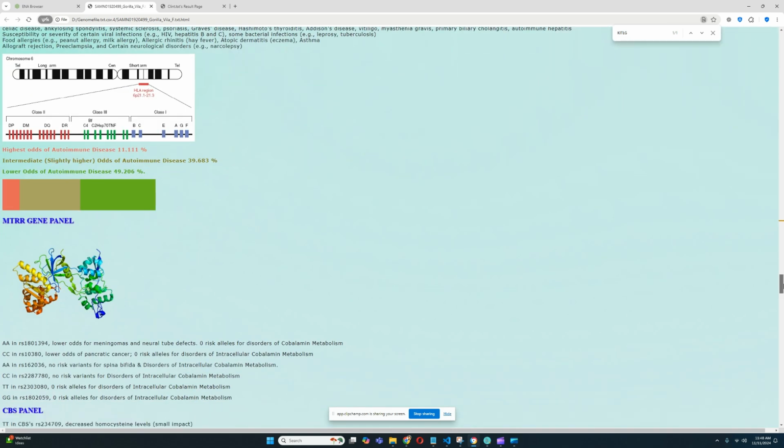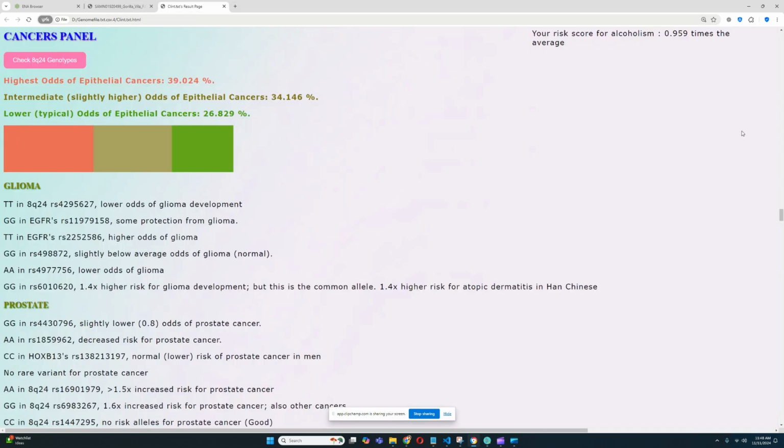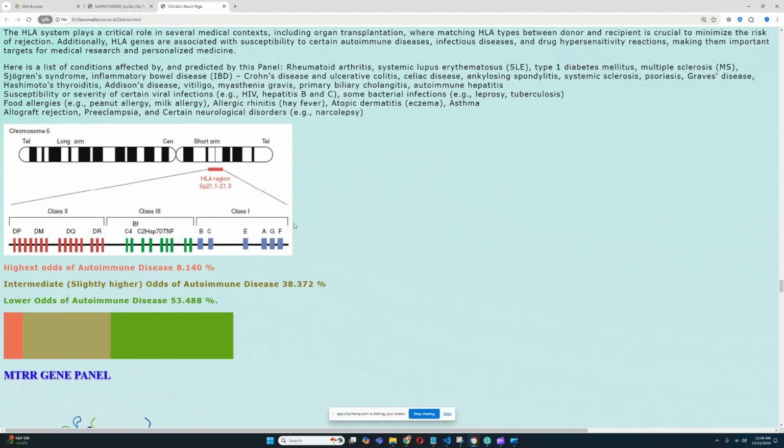What else can we compare? What about HLA gene panel, right? So Vila the gorilla's got lower odds with autoimmune disease, and Clint chimp has also got lower odds of autoimmune disease. Very interesting. Very cool.